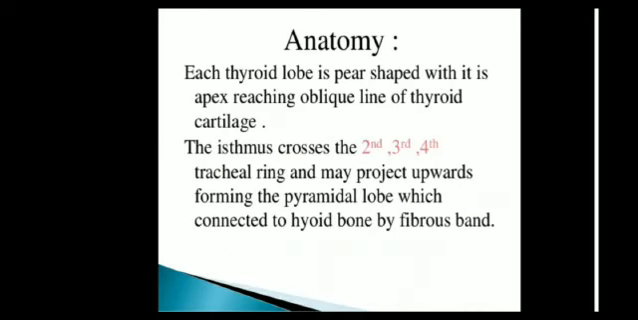Anatomy of the thyroid gland. Each thyroid lobe is pear shaped with its apex reaching the oblique line of the thyroid cartilage. The isthmus crosses the second, third, and fourth tracheal rings and may project upwards, forming the pyramidal lobe, which is connected to the hyoid bone by a fibrous band.